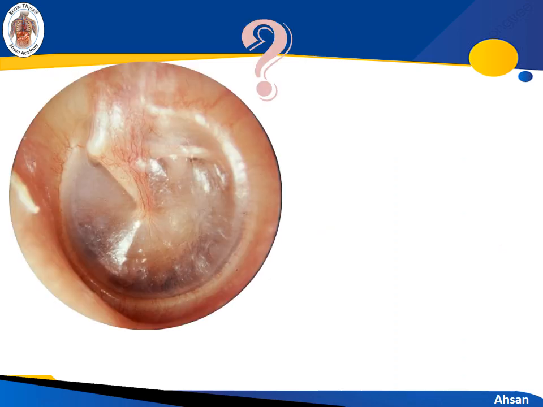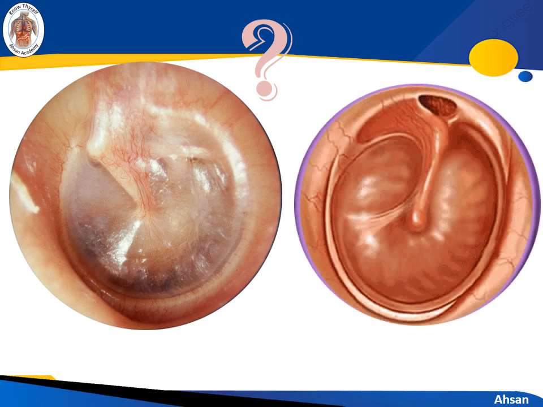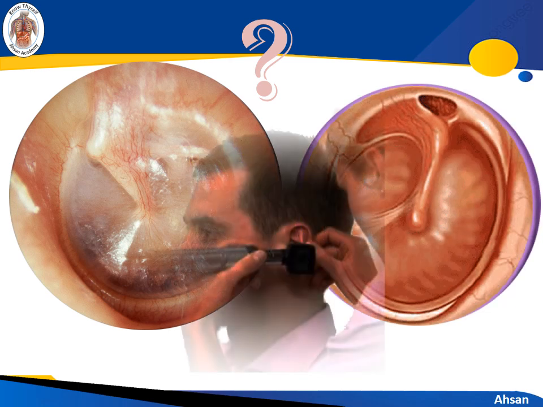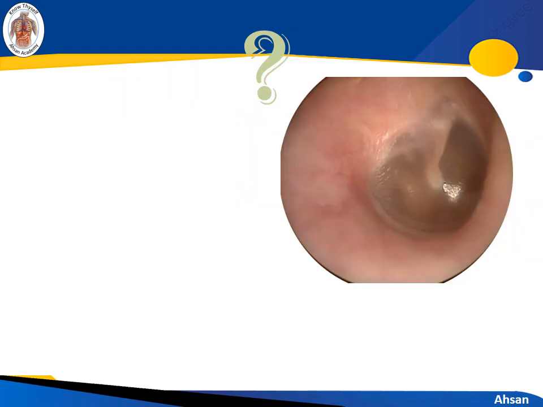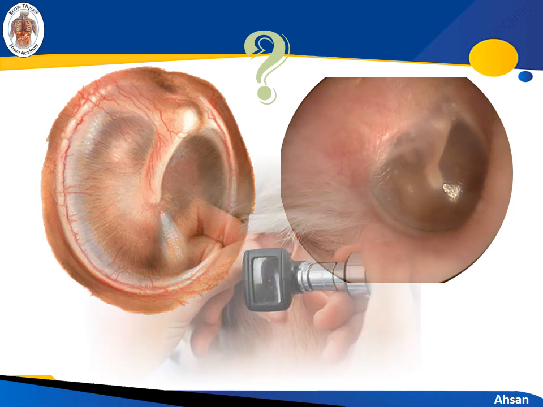Which tympanic membrane? Easily you can see the cone of light. So this is directed left anteriorly, so it is the left tympanic membrane. This is also a left tympanic membrane. In this one, the ray is directed to the right. So this is the tympanic membrane of the right ear.